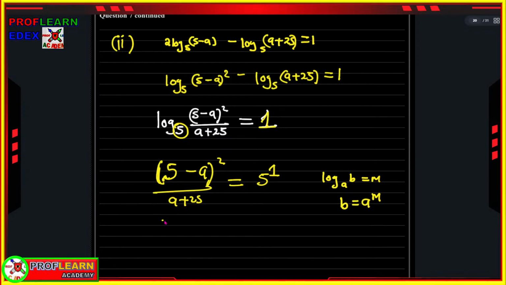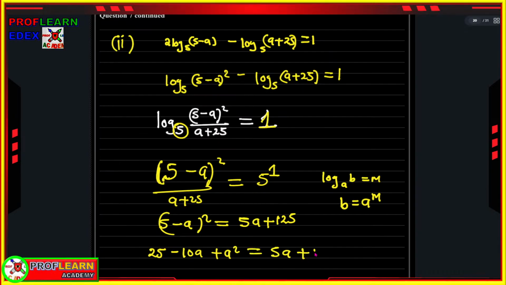So (5 minus a) squared is equal to 5 times (a plus 25), which is 5a plus 125. We can expand and open the bracket. 5 squared is 25. 5 times negative a times 2 gives us negative 10a. The negative a squared gives us a squared, equal to 5a plus 125.